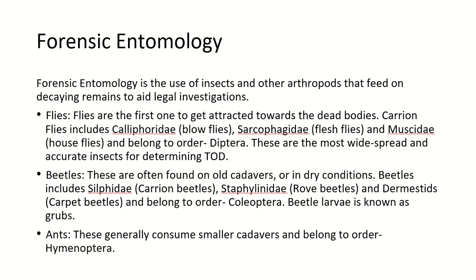Beetles are found in old cadavers or bodies in dry conditions. They include Silphidae, carrion beetles, Staphylinidae, rove beetles, and dermestids, carpet beetles, and they belong to the order Coleoptera. Beetle larva is known as grubs. Ants generally consume smaller cadavers, and they belong to the order Hymenoptera.